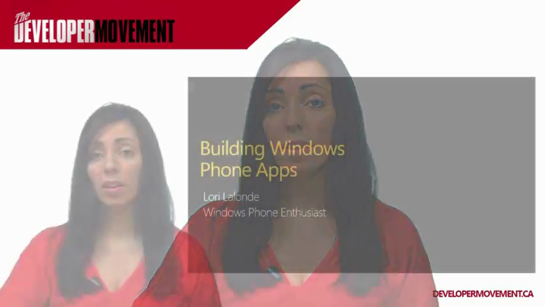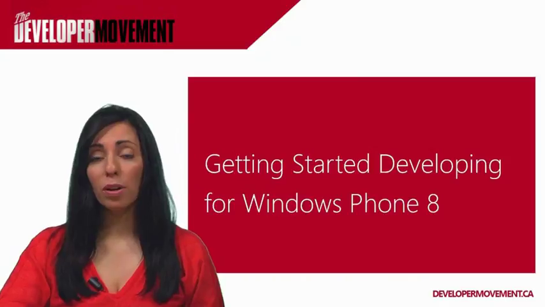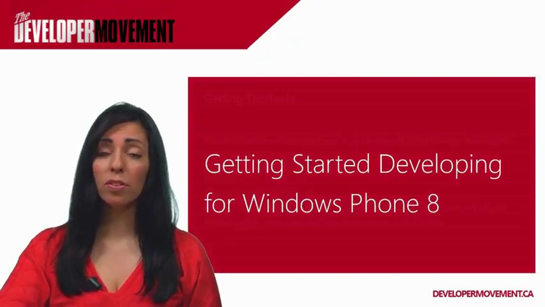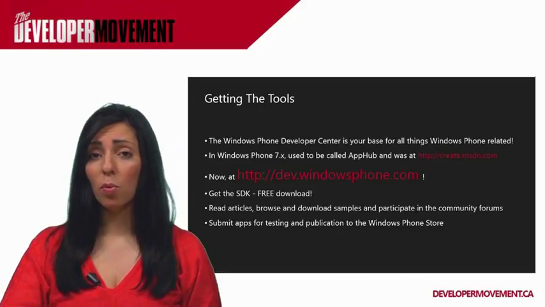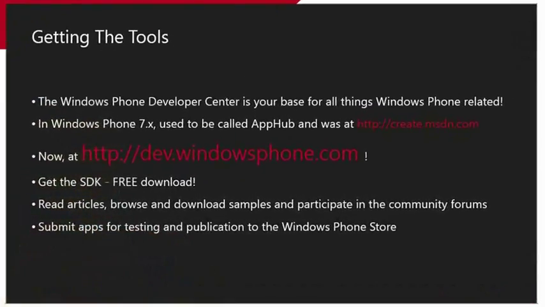And I'm here today to talk to you about building Windows Phone apps for the new Windows Phone 8 platform. Now, as a developer, you're wondering, where do I go to get started? Well, the first thing that you're going to need to do is head on over to the Windows Phone Developer Center at dev.windowsphone.com. For former Windows Phone 7 developers, you'll recognize this as the App Hub, which you used to access through the create.msdn.com URL. This now redirects to the new location, so be sure to bookmark it in your browser.